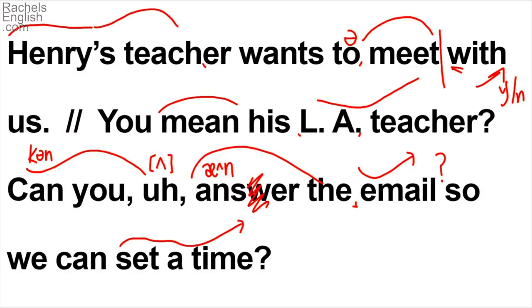The L in email is a dark L. It comes after the diphthong in that syllable. And you don't need to lift your tongue tip for this dark L. Email. Keep your tongue tip down. That will help you focus on the tongue position. It's the back of the tongue that makes that dark sound.